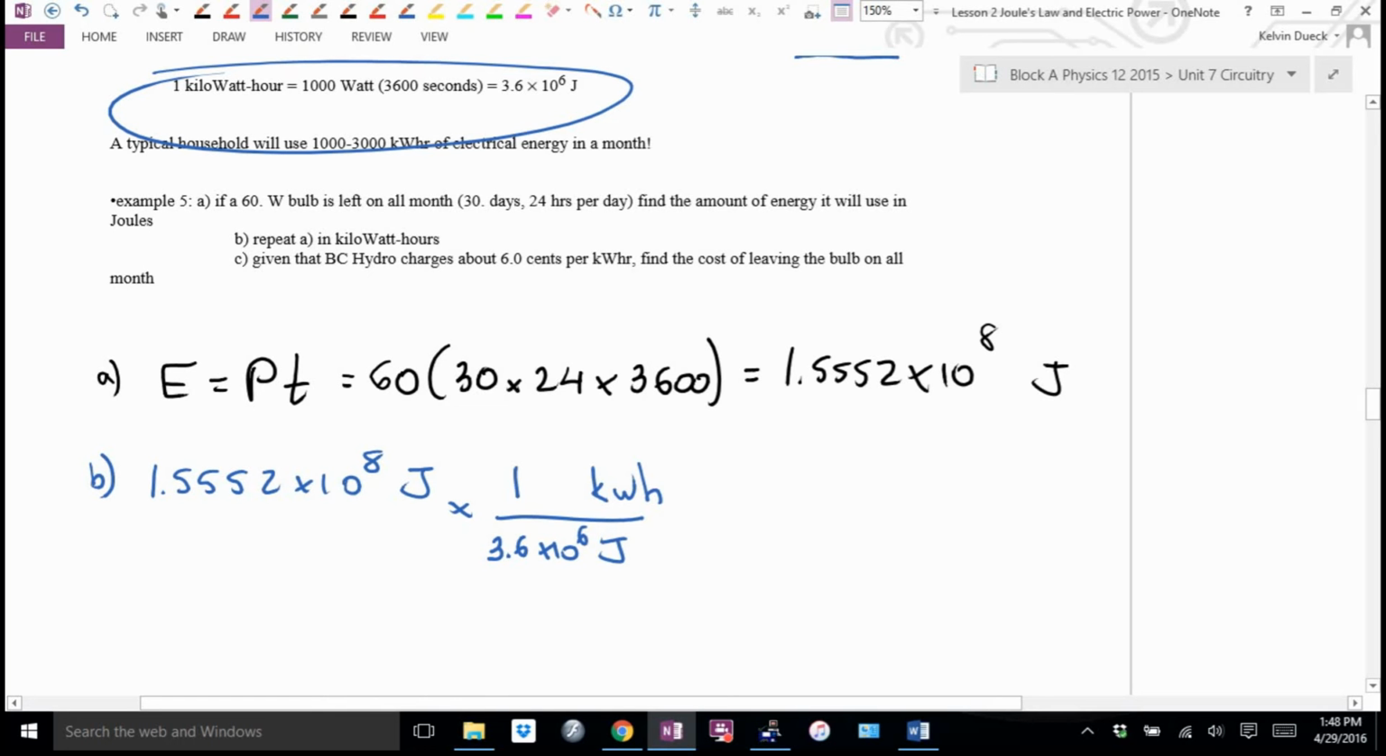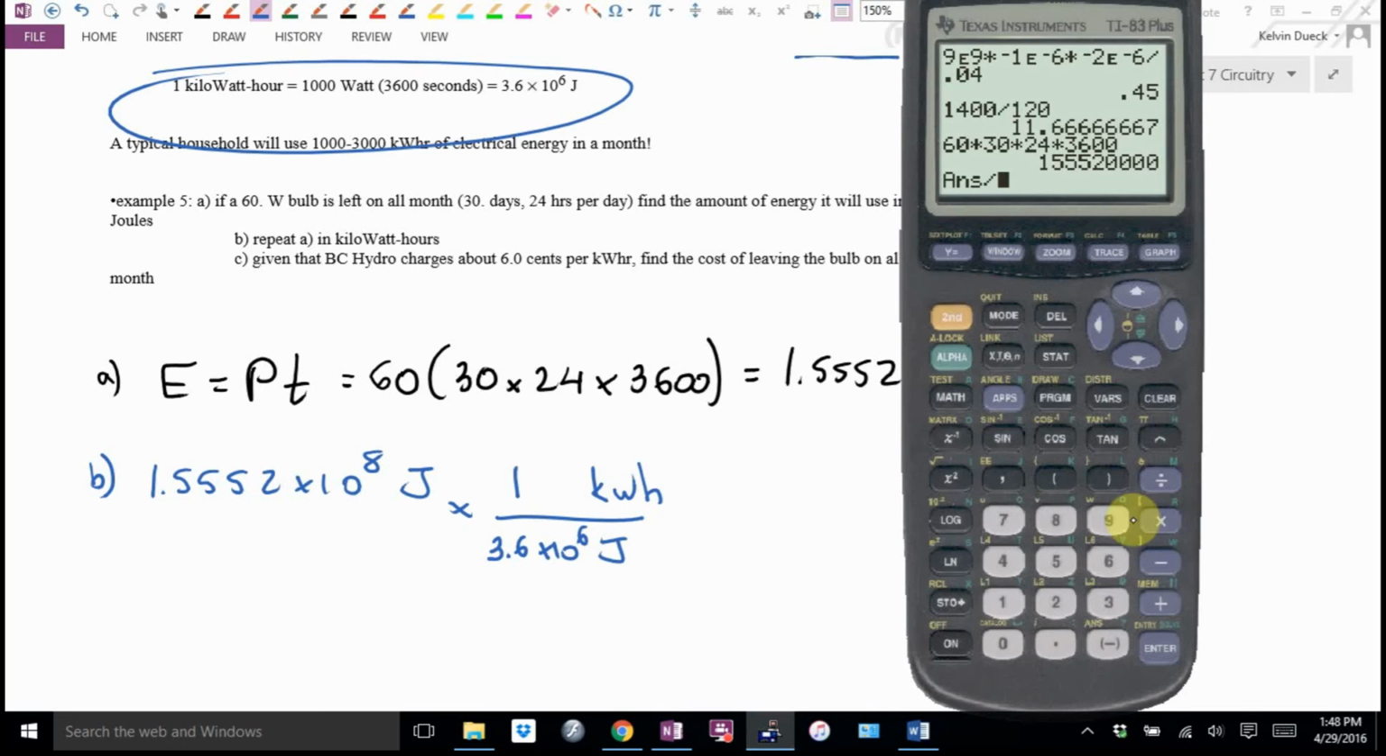So I'm going to take this number, this 1.555 times 10 to the 8th. Am I going to multiply it by 3.6 times 10 to the 6th or divide it? Divide it because it's in the bottom of a fraction. Divide by 3.6. And I get 43.2 kilowatt hours, a much nicer number for people to wrap their brains around.